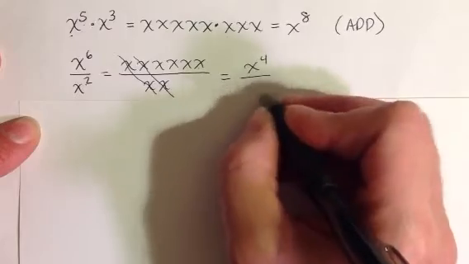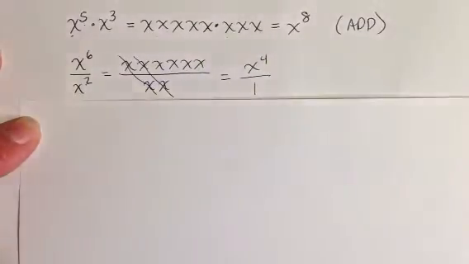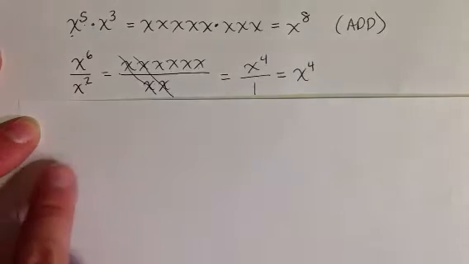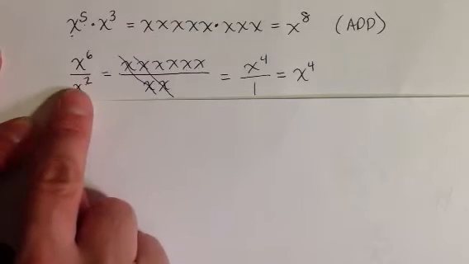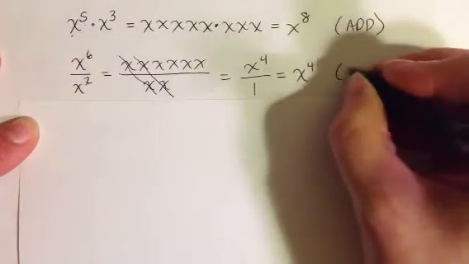That leaves nothing on the bottom, so I'm going to hold that place with a 1. Now anything divided by 1 doesn't change it. It keeps its identity. So this is just x to the fourth power. So again, what did I do? When I had powers of the same base, I subtract the exponents when I'm finding the quotient.